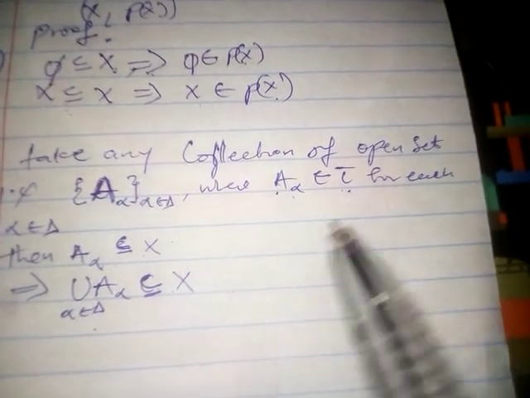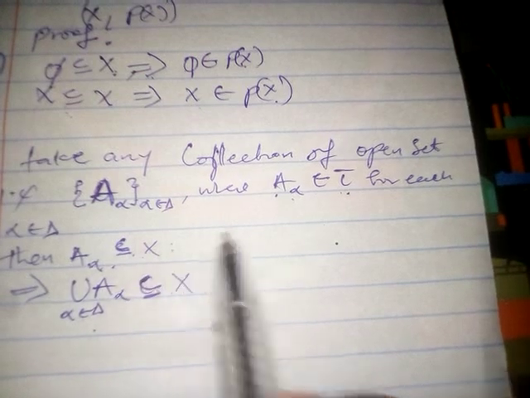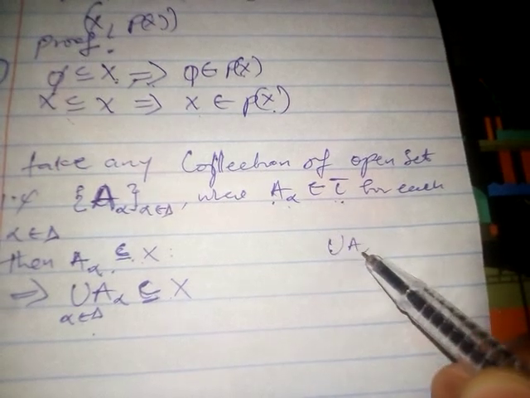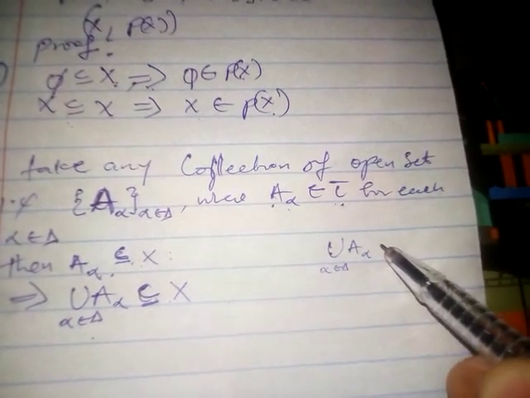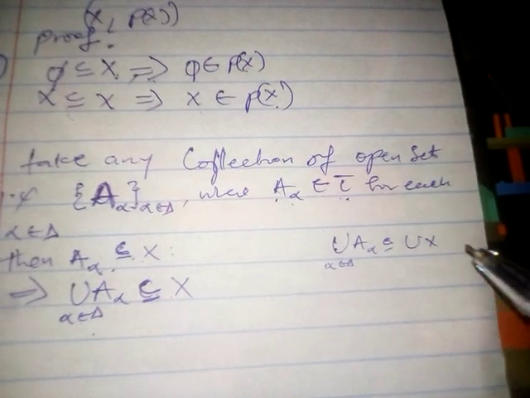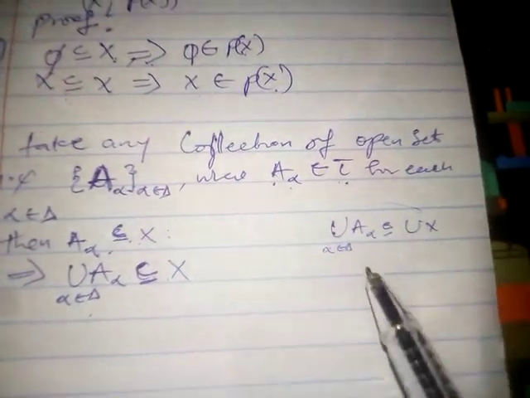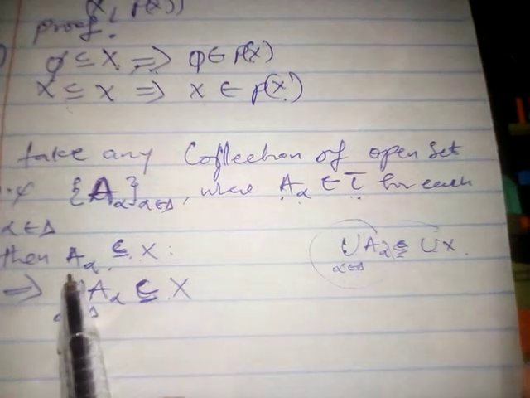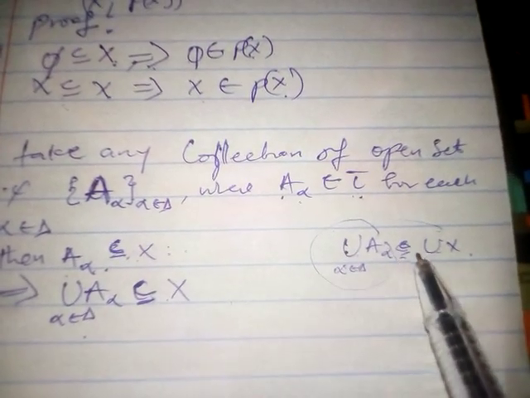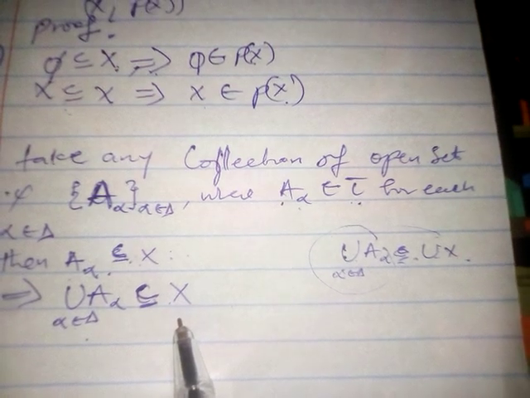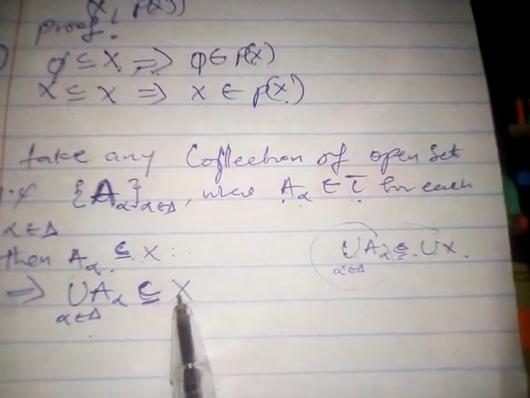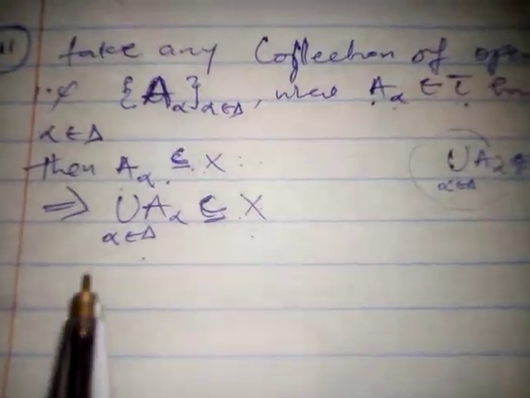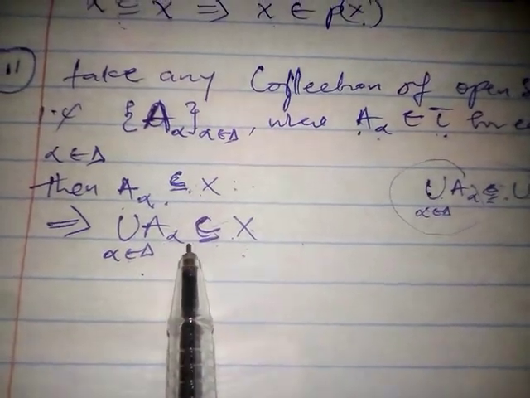Let's say we have that A alpha is a subset of X. I can say, okay, take the union of both sides, that is the union of A alpha as alpha in delta be a subset of the union of X. Okay, this is just a rough part. Now we know that the union of this will also be a subset of the union of this, since this is a subset of this, right? So what's the union of X? It is X, right? So the union of this will be a subset of X, since the union of X is already X.